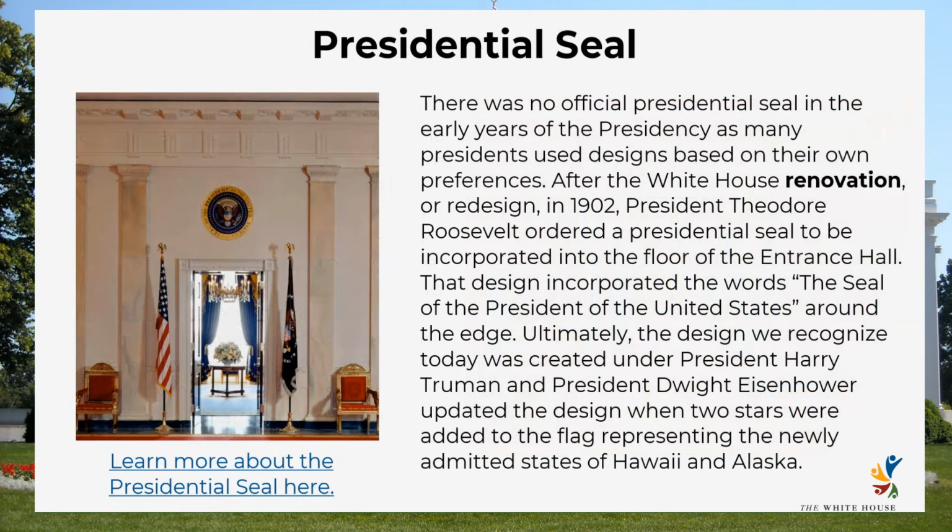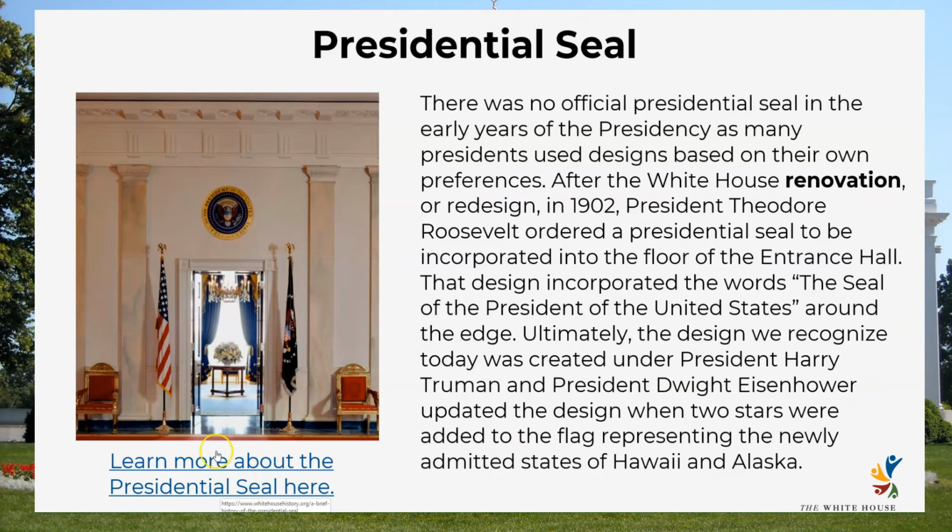There's your seal. There was no official president seal in the early years of presidency, as many presidents used designs based on their own preferences. After White House renovation or redesign in 1902, President Theodore Roosevelt ordered a presidential seal to be incorporated into the floor of the entrance hall. That design incorporated the words, "The Seal of the President of the United States," around the edge. Ultimately, the design we recognize today was created under President Harry Truman and President Dwight Eisenhower updated that design when two stars were added to the flag representing newly admitted states of Hawaii and Alaska.